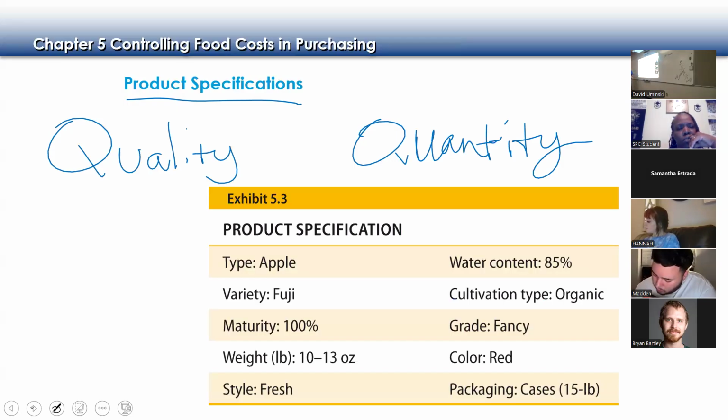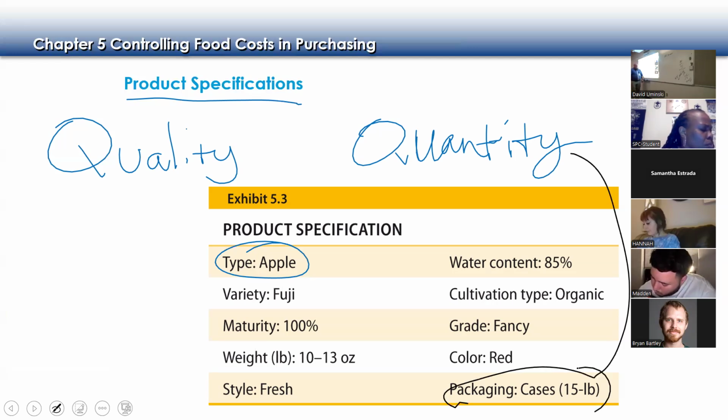If we look at the chart right here, our product is an apple. Pretty much everything on this chart is a quality except for the packaging. So we purchase it in 15 pounds. That's the quantity that we're purchasing, right? Everything else is pretty much a quality. So the variety. What are some other examples of varieties of apples?